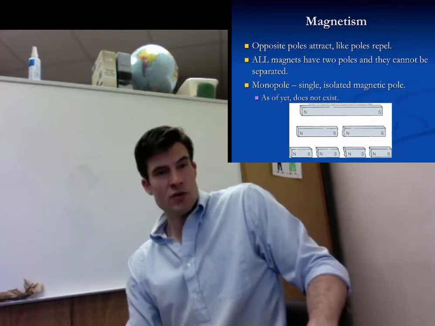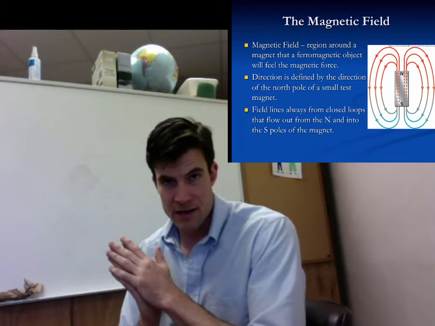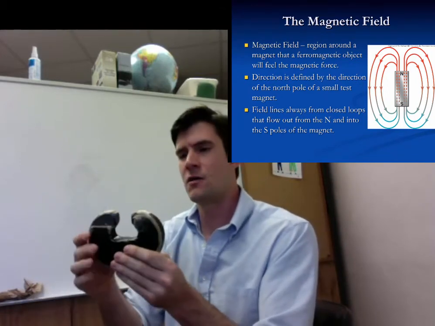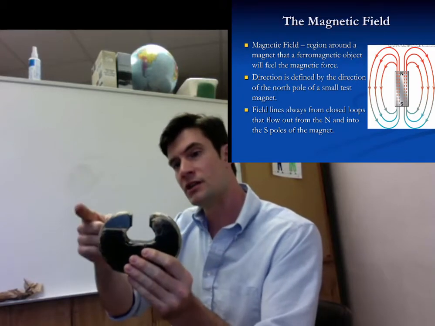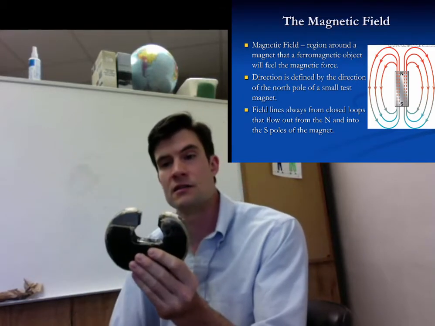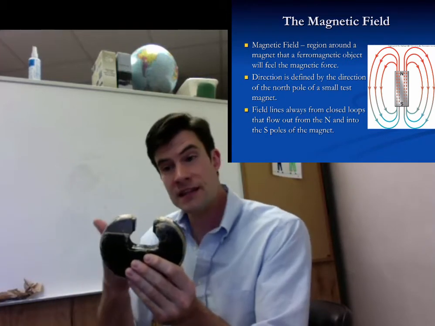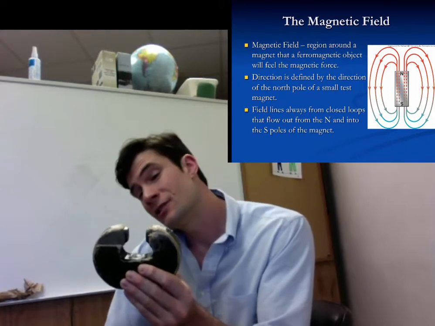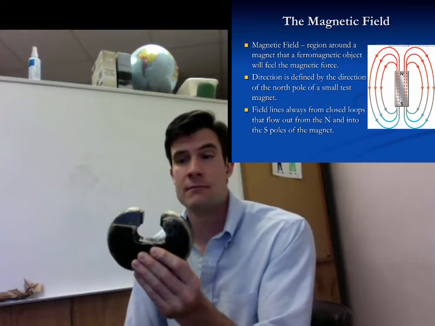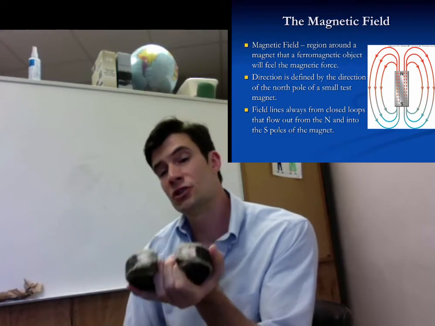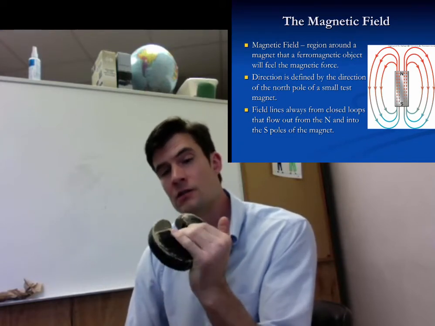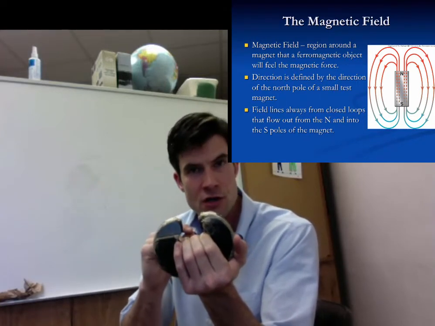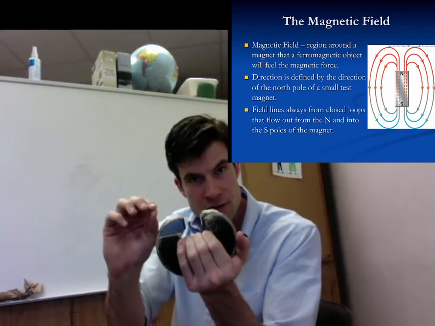Another similarity between electric charges and magnetic poles is that there is a magnetic field. We discussed how a force field is the region around an object where you can experience its force. In this case, we're talking about the magnetic force. With electric charges, we call that the electric field. With a magnet, we call it the magnetic field. Now, with electric charges, that electric field was mapped out by tracing the path that a small positive test charge would move if we placed it close to that electric charge.